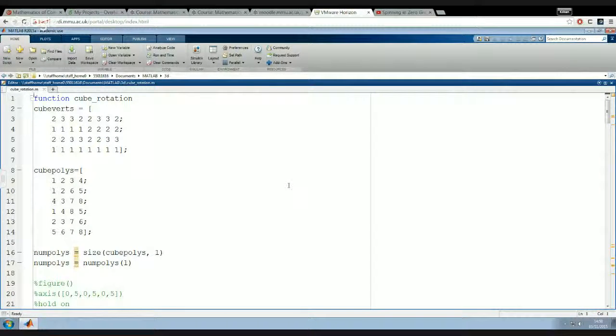Okay. In order for us to understand what I'm talking about here, I just need to tell you a few things. So this is what we're going to do. We'd like to imagine a cube.